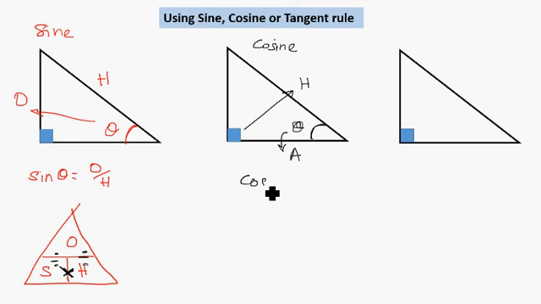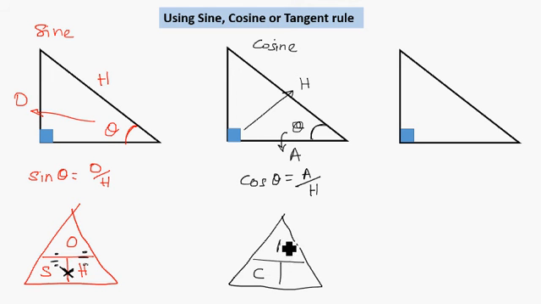Now the formula we're going to use is cos angle is adjacent over hypotenuse, which you could also use the triangle in order to calculate any one of these given the two other sides.